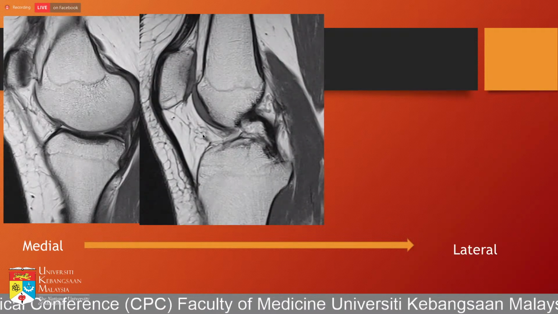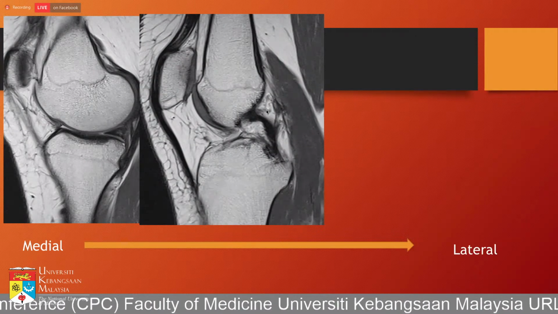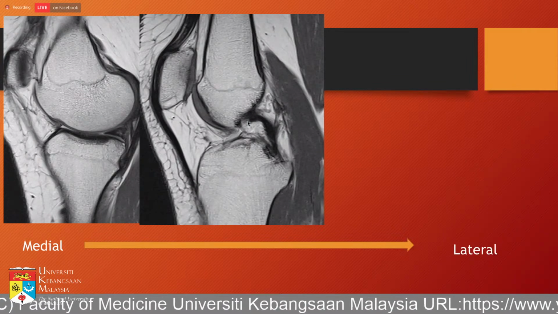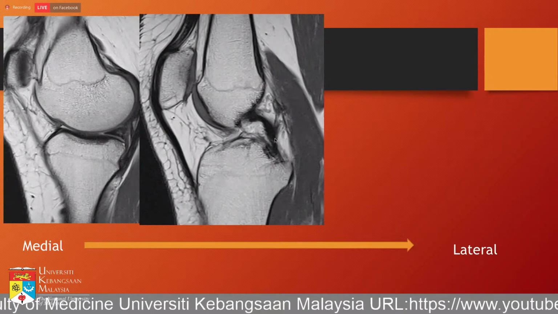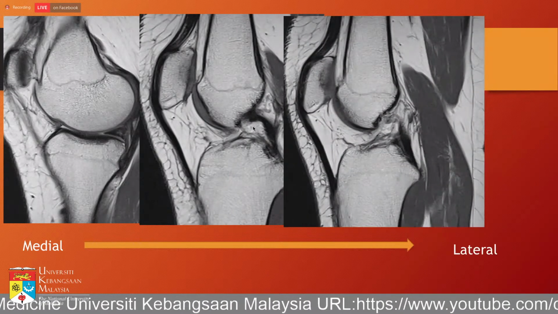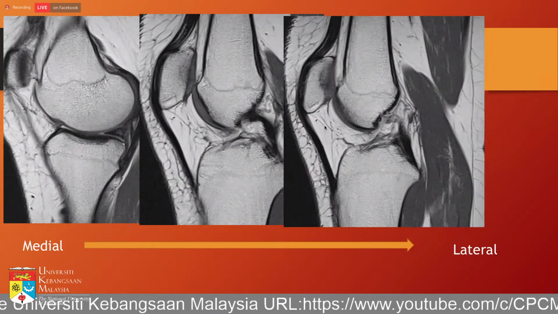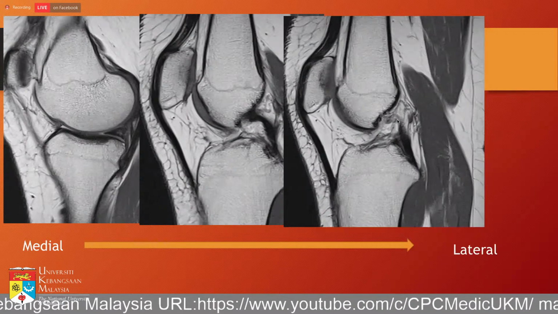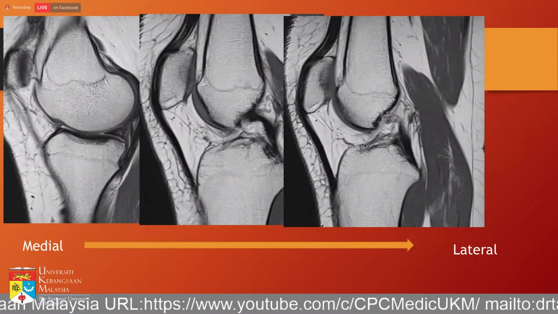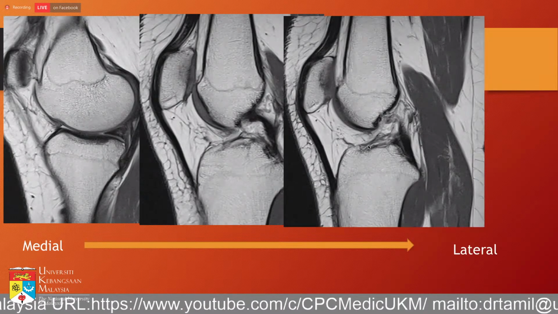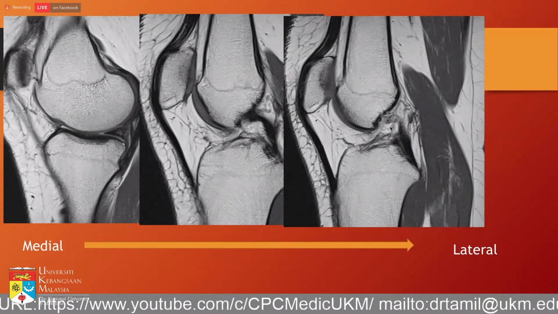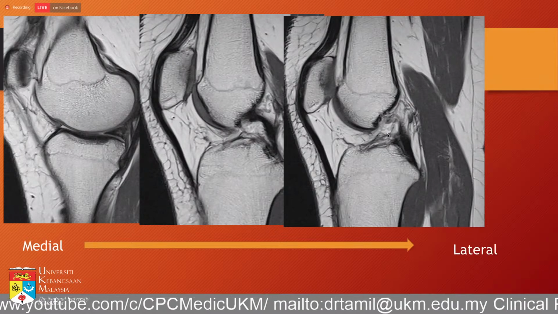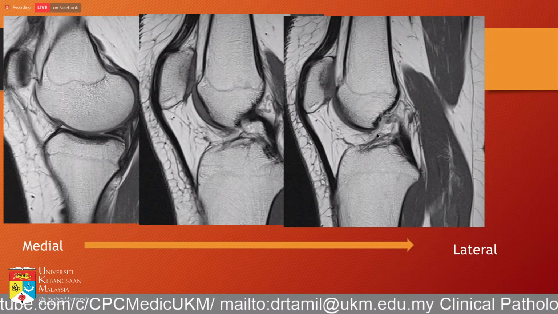And as you go towards the intercondylar notch, you can see that this is the dark structure, which is the PCL, or the posterior cruciate ligament. And if you move again towards really the middle of the intercondylar notch, you still can't appreciate the anterior cruciate ligament at all. That is in keeping with a complete ACL tear.